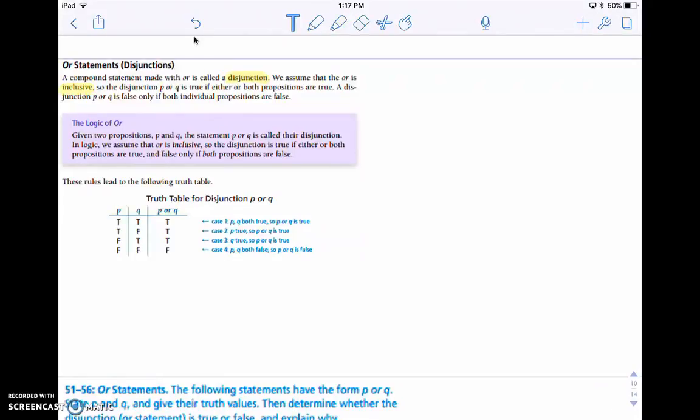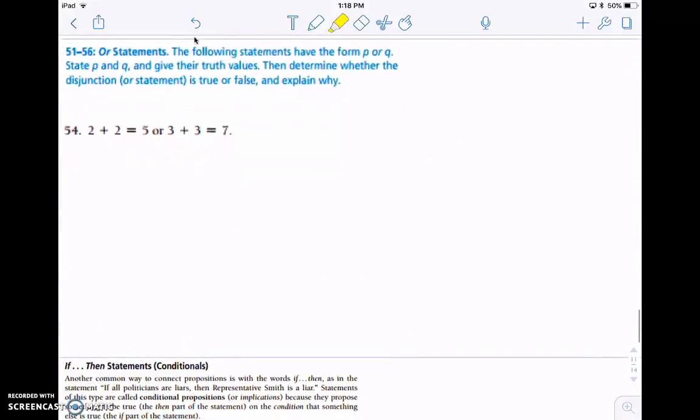Okay. And here's the truth table that we would have for this. Notice that there are a lot more trues occurring for P or Q than we did for P and Q. Because in a disjunction, with the or statements, only one or both have to be true in order for the disjunction to be a true statement. So the only time this is false is when P and Q are both false. If they're both false, then the whole disjunction is false.